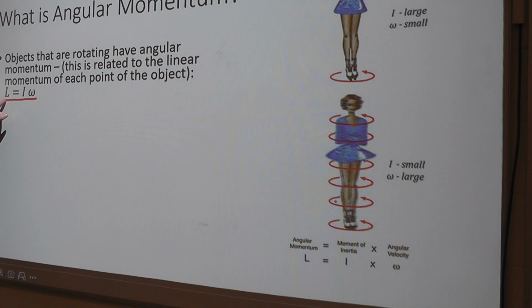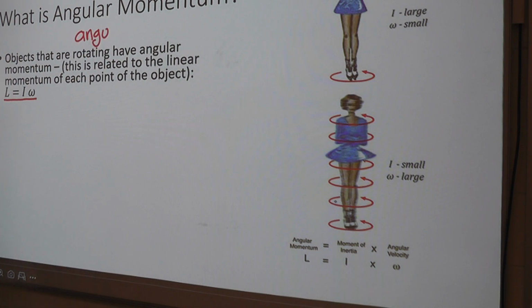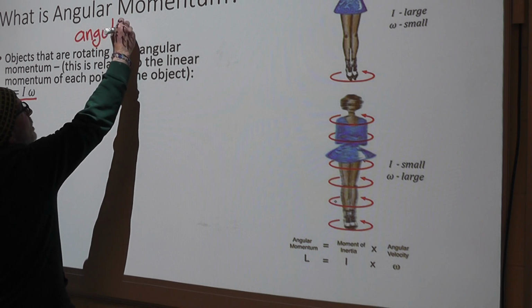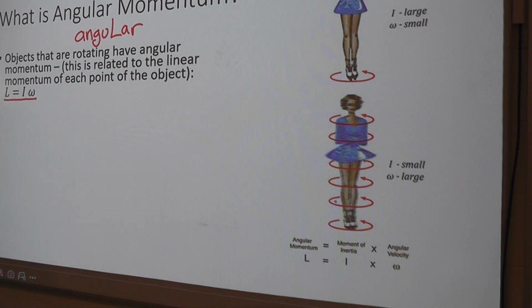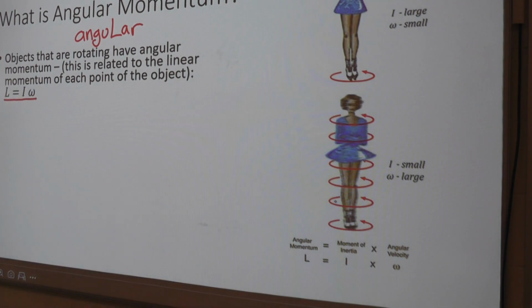Angular momentum, why do we use a capital L? Anybody know? Come on, you guys should know this. You don't know this? Jack, how do you spell the word angular? A-N-G-U-L. Capital L, thank you. U, capital L-A-R. That's how everybody writes the word angular. We can all agree on that, right? Yeah. So that's why we use a capital L for angular momentum.